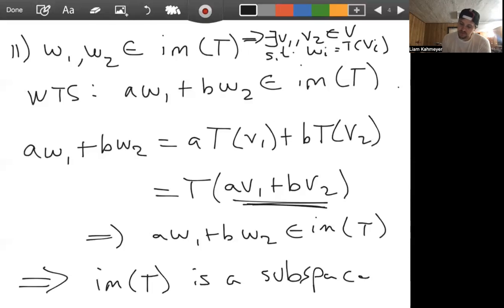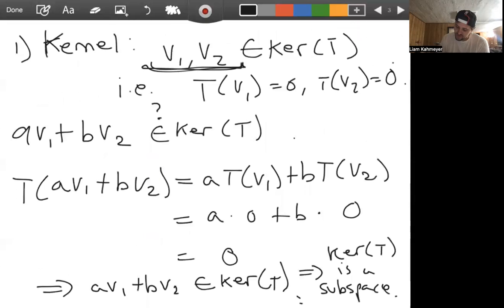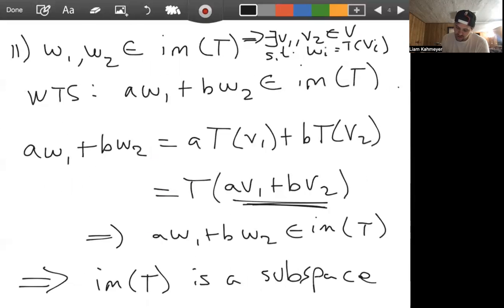But it's not a subspace, right? The kernel is a subspace of V, maybe I'll just write contained in V, whereas the image is a subspace of W. So that's a very important distinction there. Awesome. Okay, let's look at an example of calculating the kernel and image for a linear transformation.